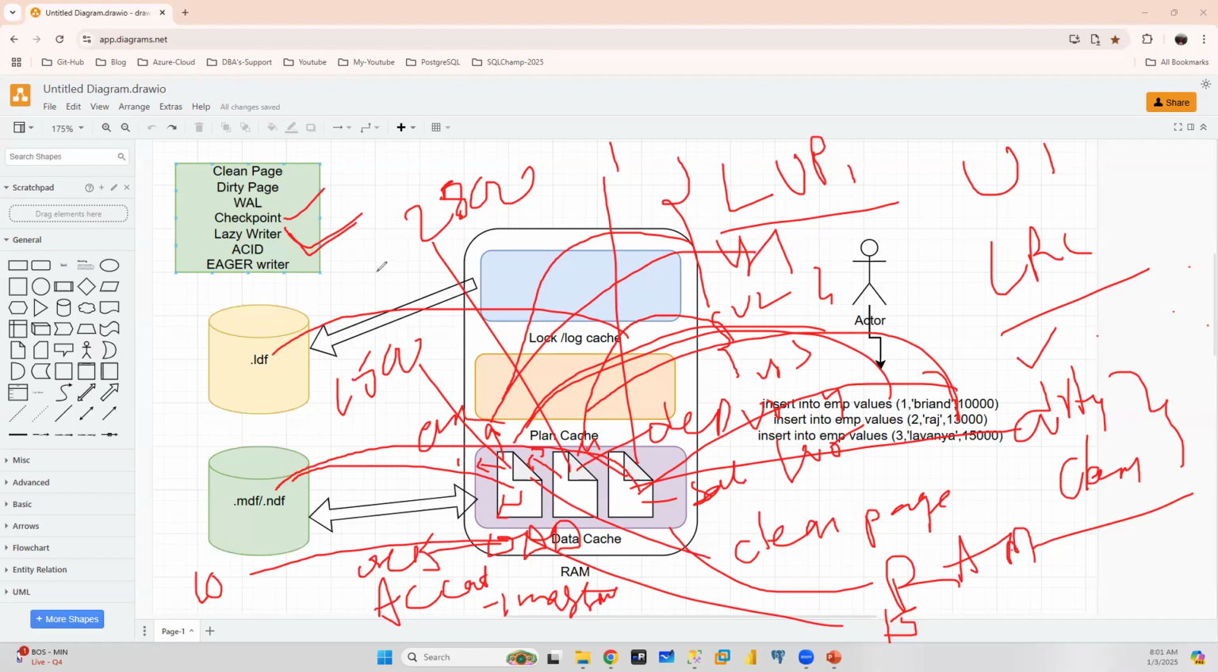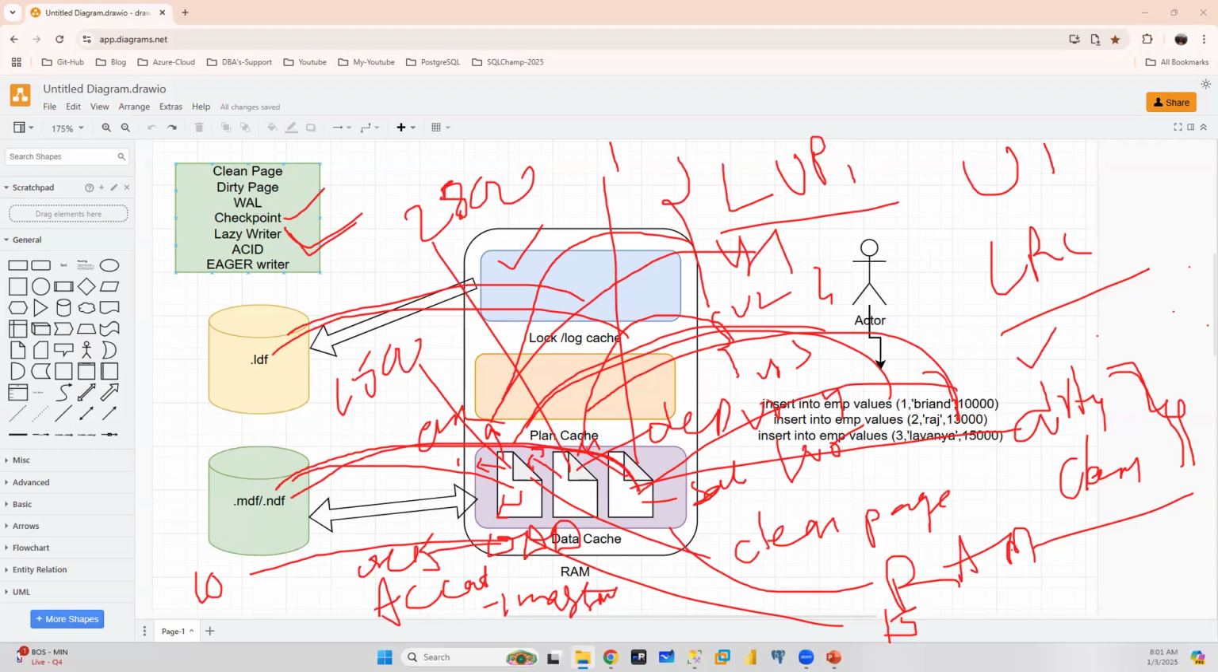Assume it detects a dirty page. If any log records are available, it will move them into the LDF file. It will move the pages into the MDF file. Then it will start flushing the data. Is it clear?